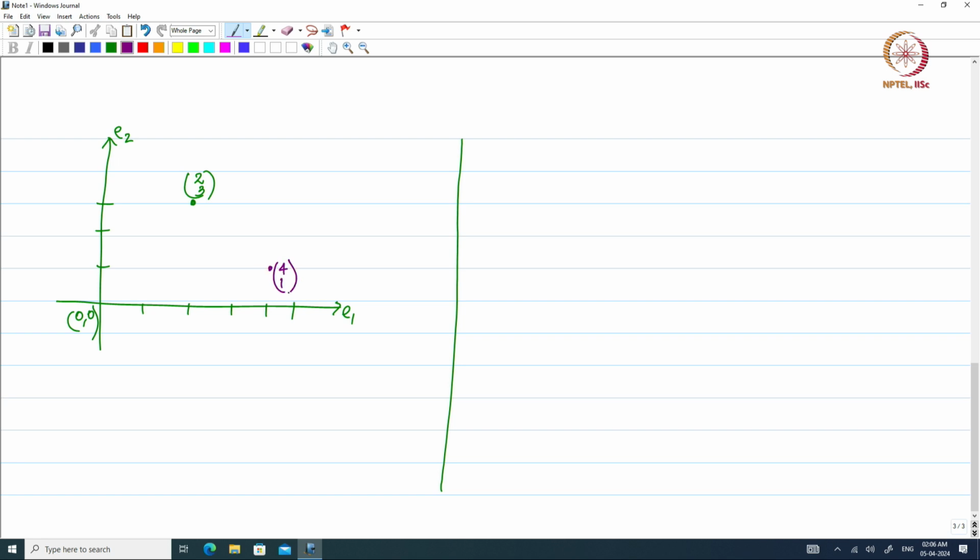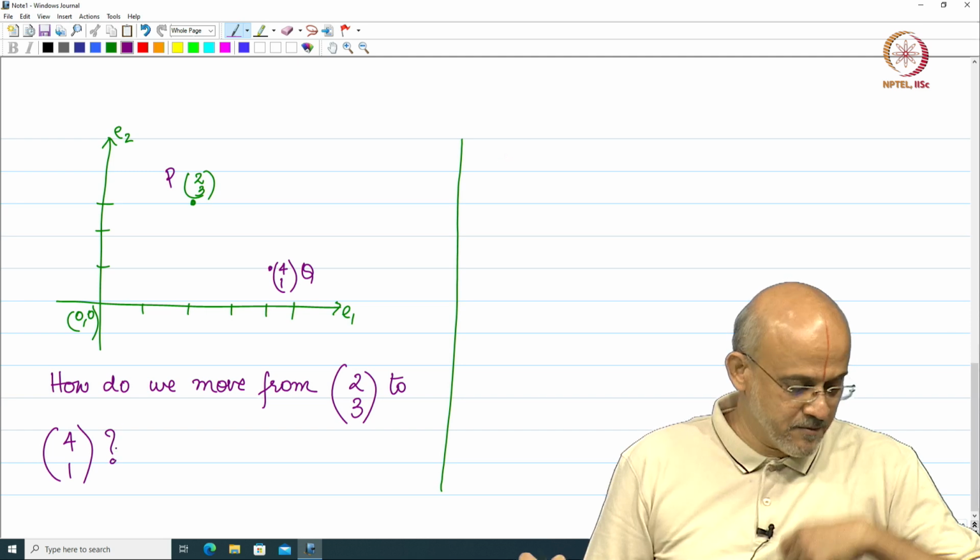These are two different points that I have. Say I have this point to be P and the other point to be Q. The question is how do I move from (2, 3) to (4, 1)? How do we go about doing this?